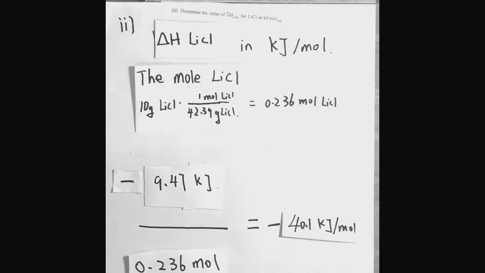So this problem is 2 points. If you want to get both points, you need to get the moles of it, and also you need to get the answer, which is negative 40.1. Don't forget to put a correct sign, because it is so important to remember the reaction actually is exothermic.